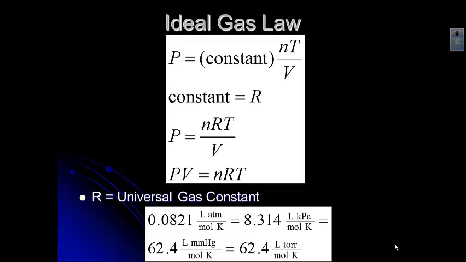So R is the universal gas constant, and it has the four values you see on the screen. Those are all on your reference table, and remember that you'll choose the correct value based on the unit of pressure that's in your problem. All of the other units in there are the same. So always choose the R based on the pressure units in your problem.